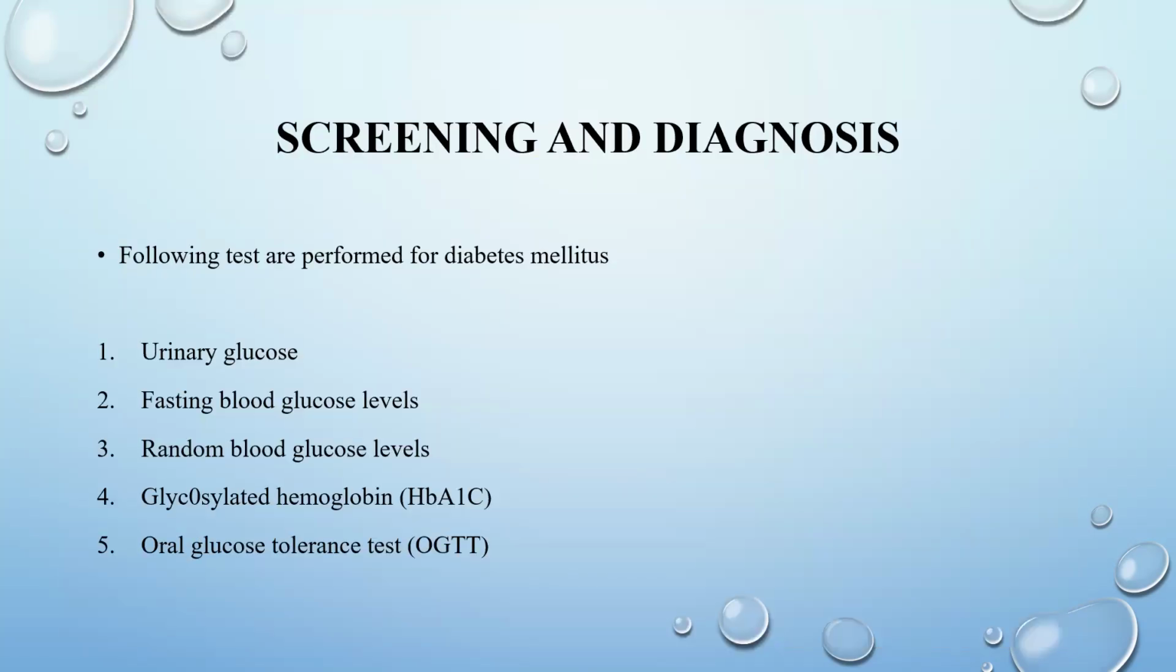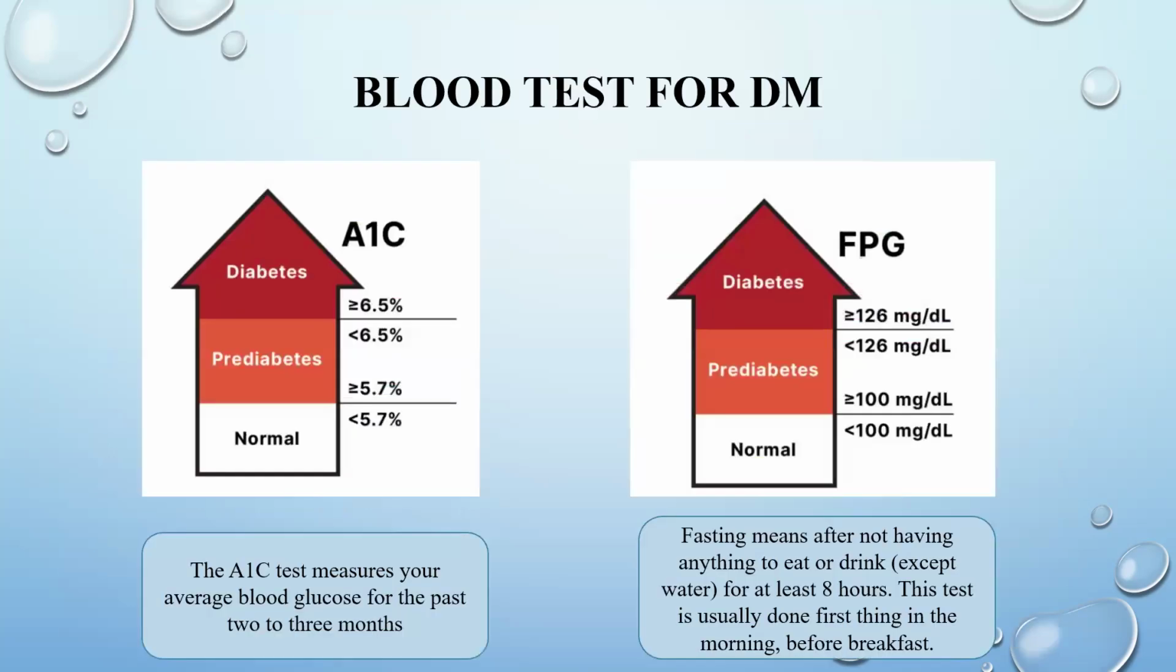Screening and diagnosis. The following tests are performed for diabetes mellitus: urinary glucose, fasting blood glucose level, random blood glucose, glycosylated hemoglobin or HbA1c, and oral glucose tolerance test. The blood test commonly used for diagnosis is HbA1c. If the patient has a value of less than 5.7%, it is considered normal, while if it falls between 5.7 to 6.5%, it is pre-diabetic. And if the level is greater than 6.5%, the person is labeled as diabetic.